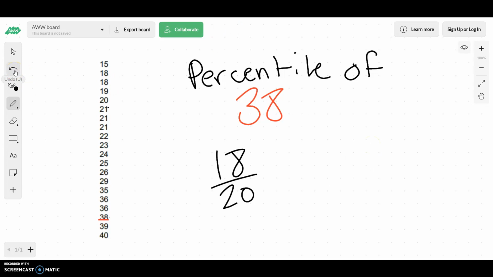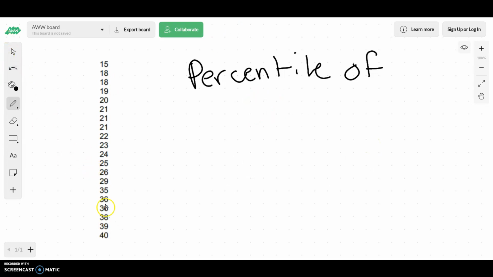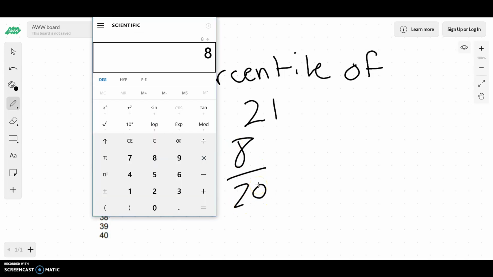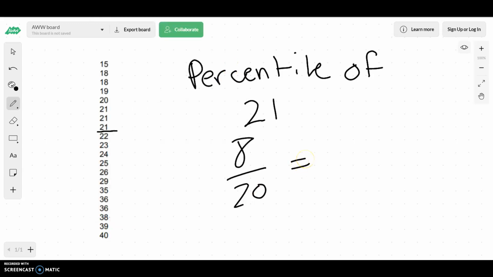Okay, let's do one last percentile. All the percentages that we've done have been a single number. But what if we got 21? You can see that there are multiple 21s in here. If we had to find that percentile, you actually have to count up to the last 21. So we go 1, 2, 3, 4, 5, 6, 7, 8. So that'd be 8 over 20, which is 0.4, which we would know to be 40%.